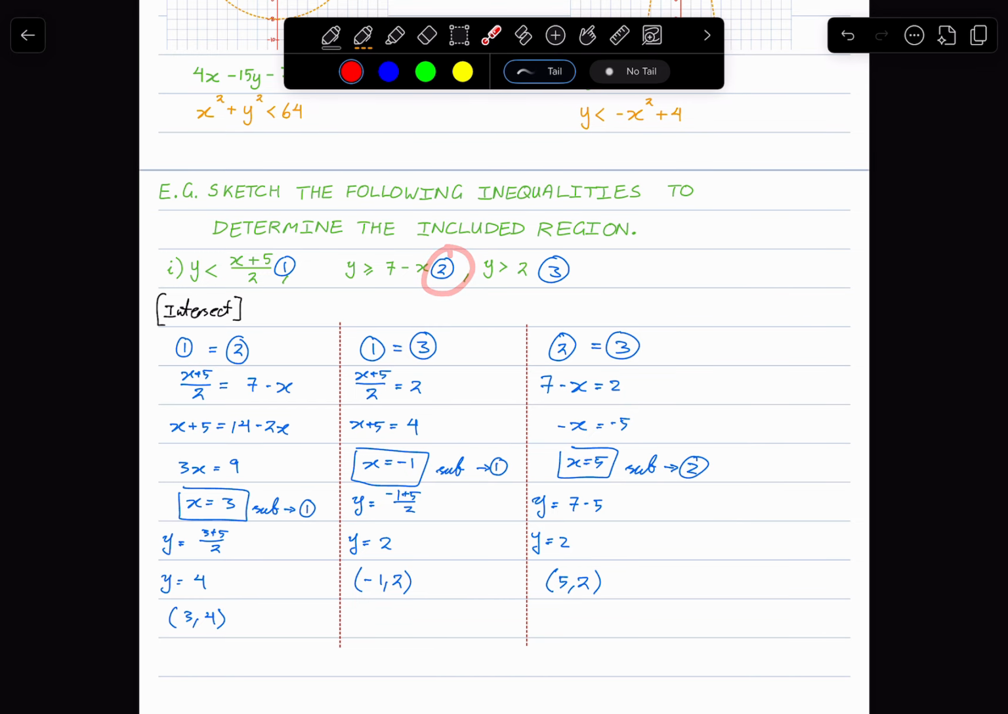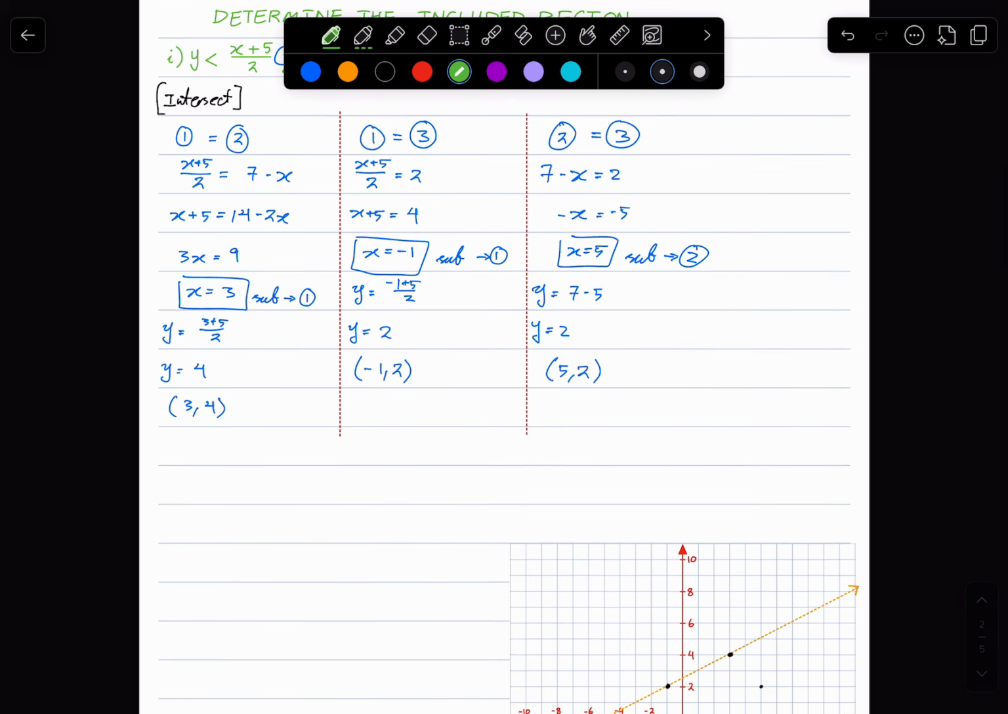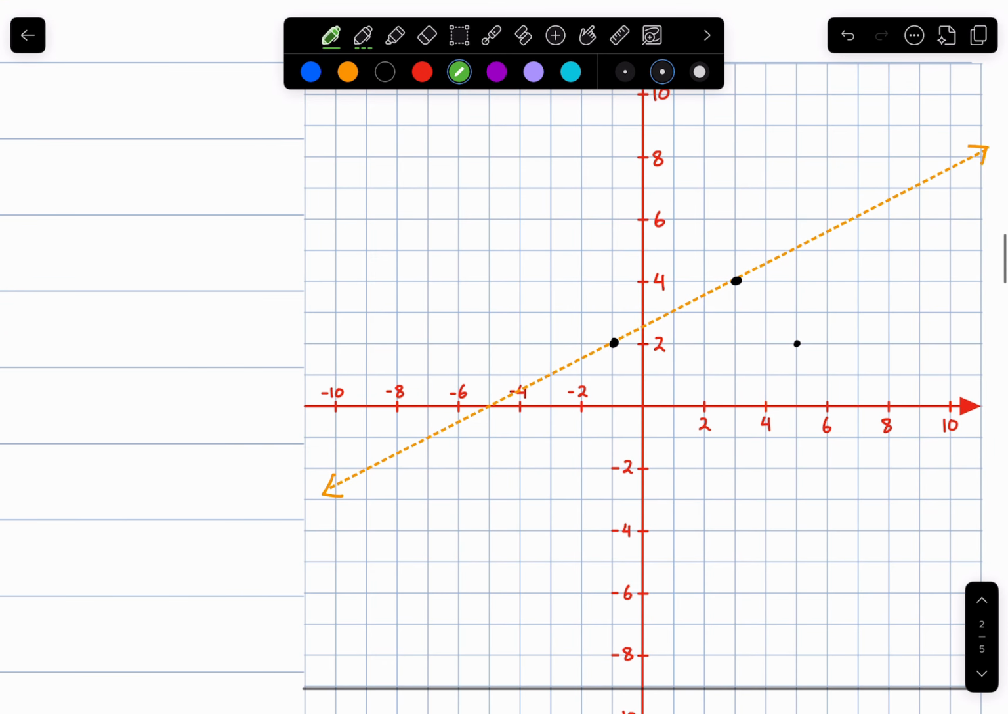Equation 2, as you can see, is involved in these two. So equation 2 can be graphed using (3, 4) and (5, 2). Let's do this one in green. And this one is greater than or equal to, so it's a solid line. So (3, 4) and (5, 2). It's going to be these 2 dots here.